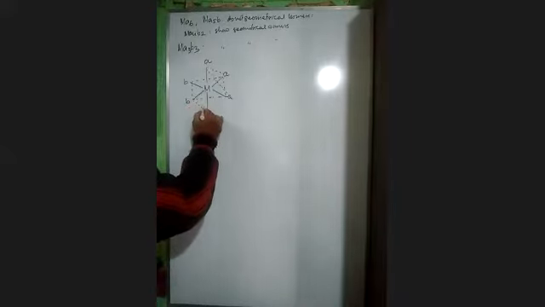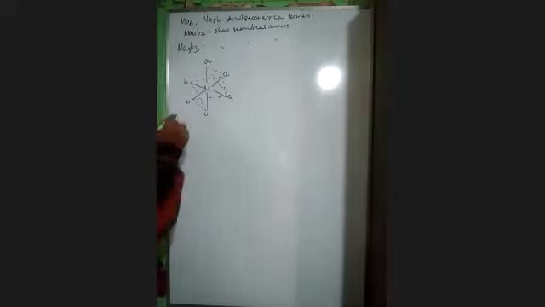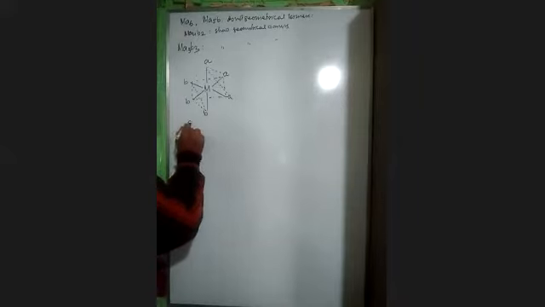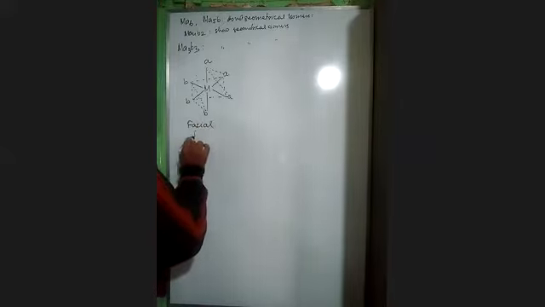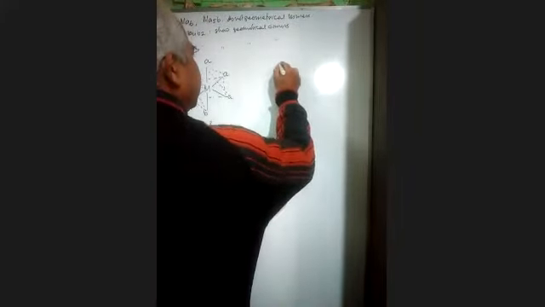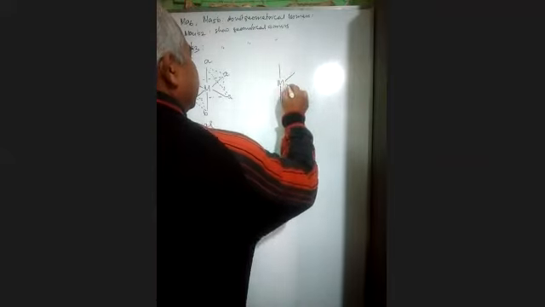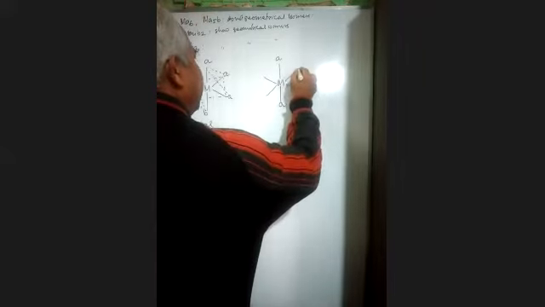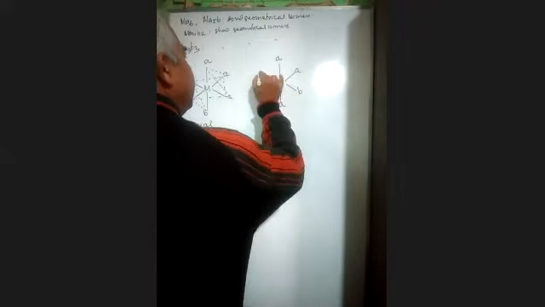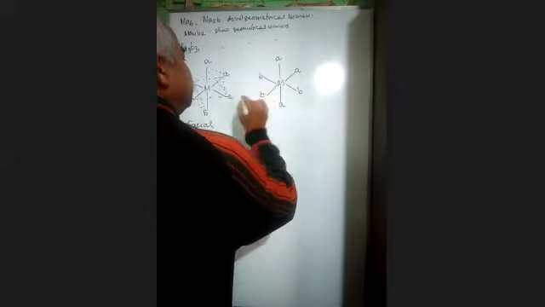And this is on the other face. Though it is cis, we call it facial. Okay? Or in short form, we write fac. And the other one, right here, A, B, B, and B.